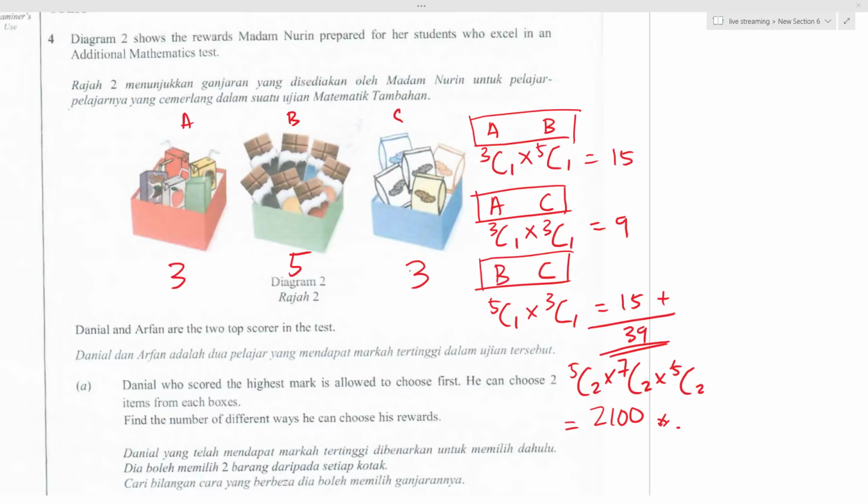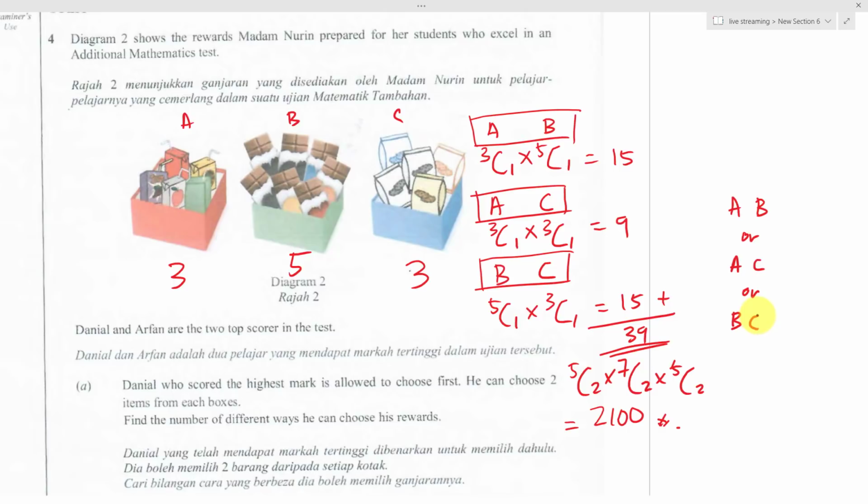Why do we add AB plus AC plus BC? Because this is the case of AB: if I choose AB, I will have 15. If I choose AC, I have 9. If I choose BC, I have 15. I add all of them, so the final answer is 39. Because it's 3 choose 2, you can get from box AB or box AC or box BC. You don't multiply all, you add all of them, because they are alternatives. So for all the alternatives, basically you need to add them together.